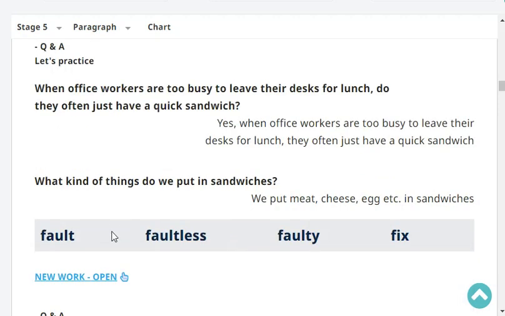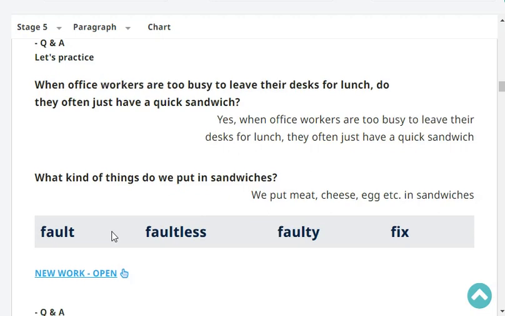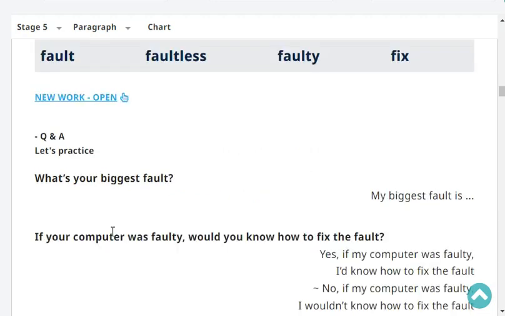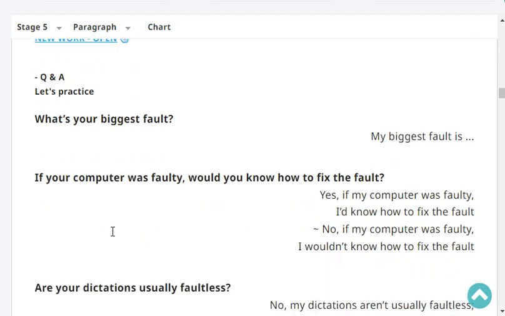What kind of things do we put in sandwiches? We put meat, cheese, eggs, etc. in sandwiches. Very good. What's your biggest fault? My biggest fault is my English isn't fluent enough. Oh, it is becoming. Very good. Thank you.